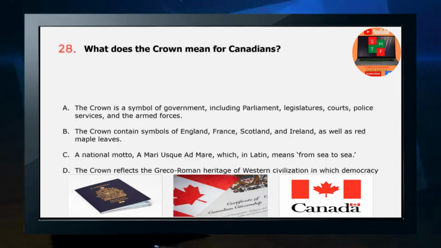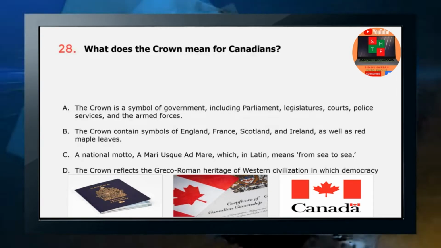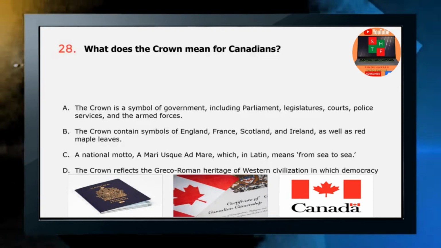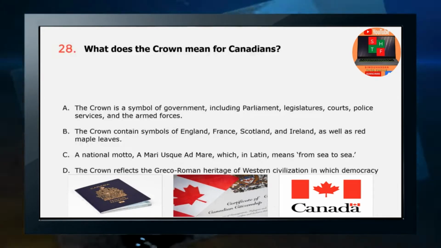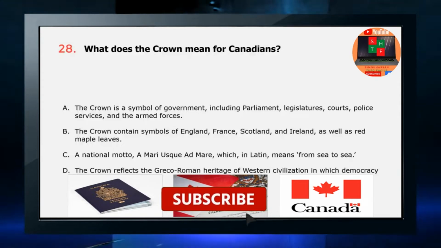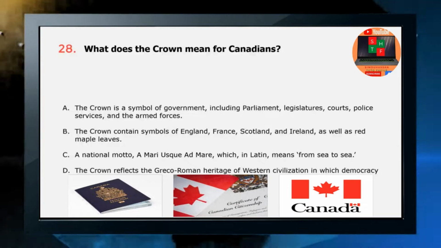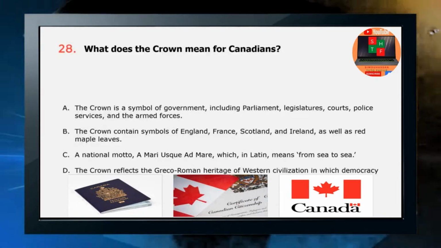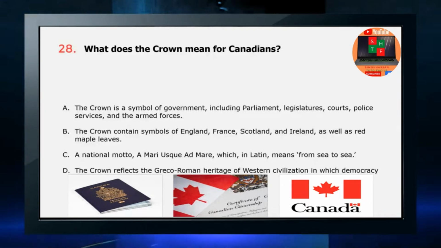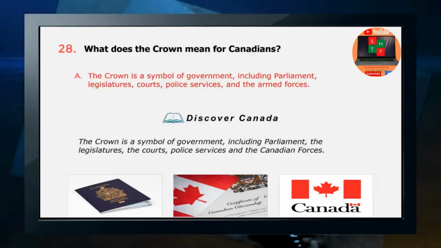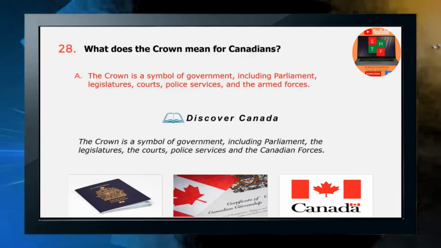Question 28. What does the Crown mean for Canadians? A. The Crown is a symbol of government, including Parliament, legislatures, courts, police services, and the armed forces. B. The Crown contains symbols of England, France, Scotland, and Ireland, as well as red maple leaves. C. A national motto, A Mari Usque Ad Mare, which, in Latin, means from sea to sea. D. The Crown reflects the Greco-Roman heritage of Western civilization, in which democracy originated. The answer is A. The Crown is a symbol of government, including Parliament, legislatures, courts, police services, and the armed forces.